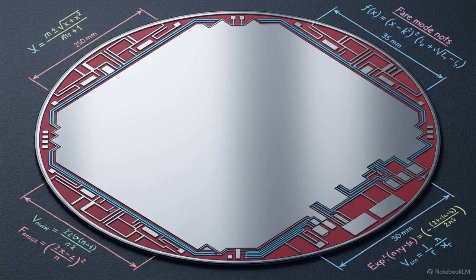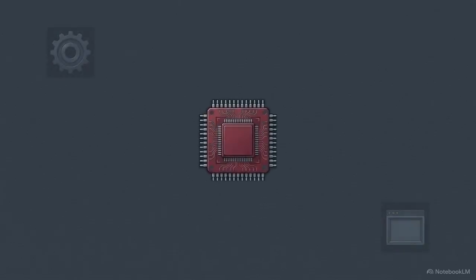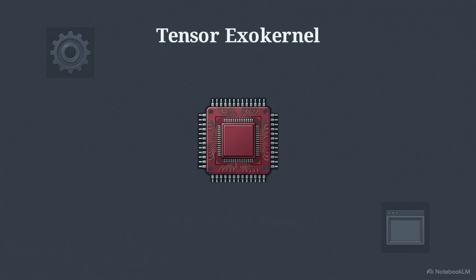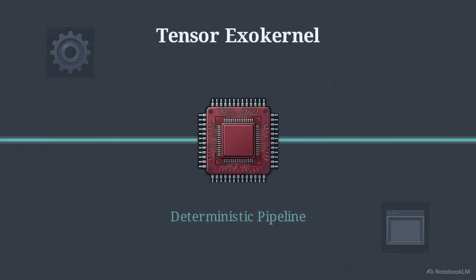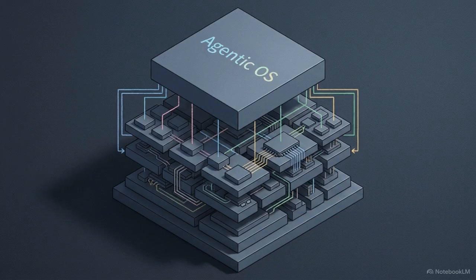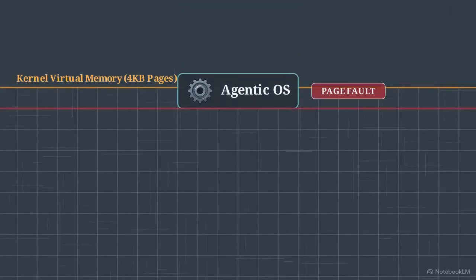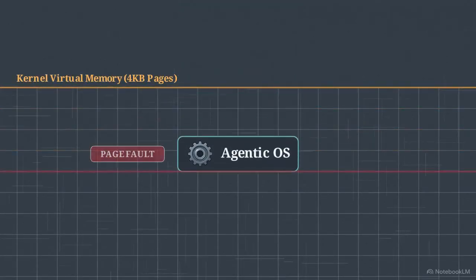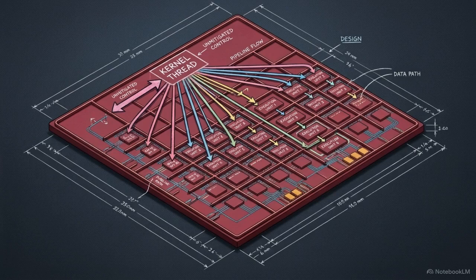The countermeasure is to strip away the operating system entirely. By booting a bare metal tensor exokernel, you dedicate the silicon to a single deterministic pipeline. You lock the processor strictly into linear algebra loops with zero multitasking allowed. Software frameworks marketed as agentic operating systems fail to solve this because they sit on top of the kernel's memory translations. True performance optimization demands absolute ownership of the silicon scheduling.